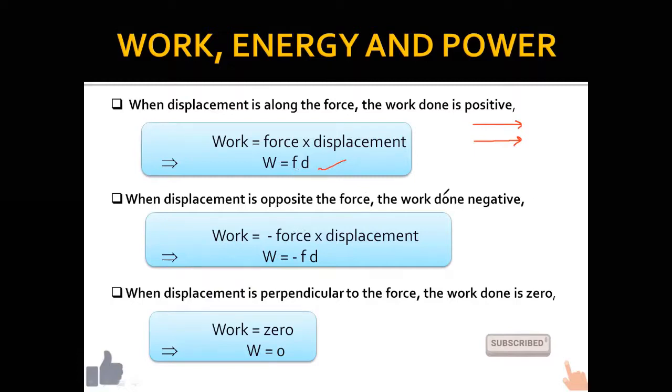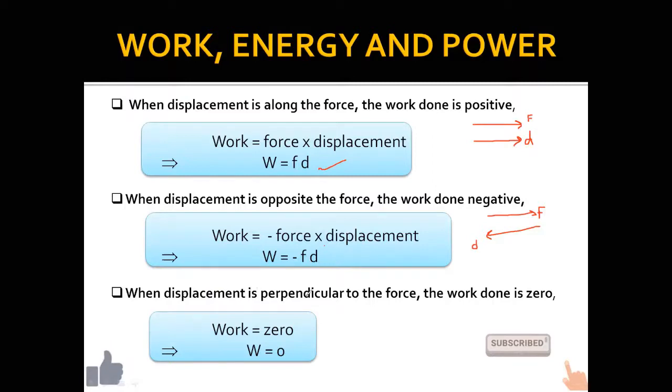Now when the displacement is opposite to the force, our force is in this direction and displacement is occurring in the opposite direction, then what happens here? The negative work is done. Okay, negative work is done here, then in this case work done is equal to minus force into displacement, or we can say W is equal to minus F into D.